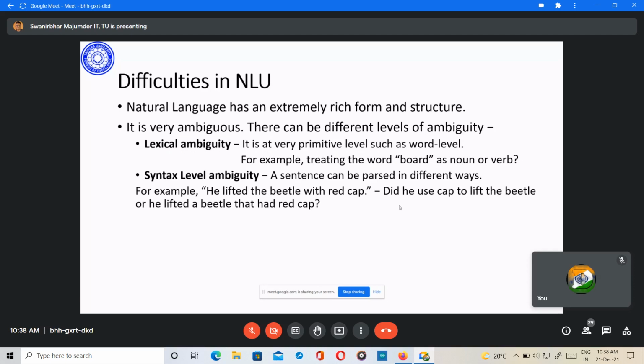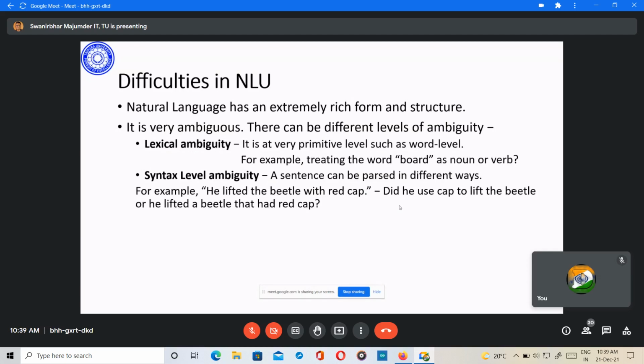Now the confusion is, did he use the cap to lift the beetle, or did he lift the beetle that had a red cap? It may be a cartoon where the beetle is having a red cap, or he may be using his own cap to lift the beetle. A beetle is a small, round, black insect. It may be a cartoon character, or maybe somebody has put a red cap on it. So it is syntax level ambiguity.